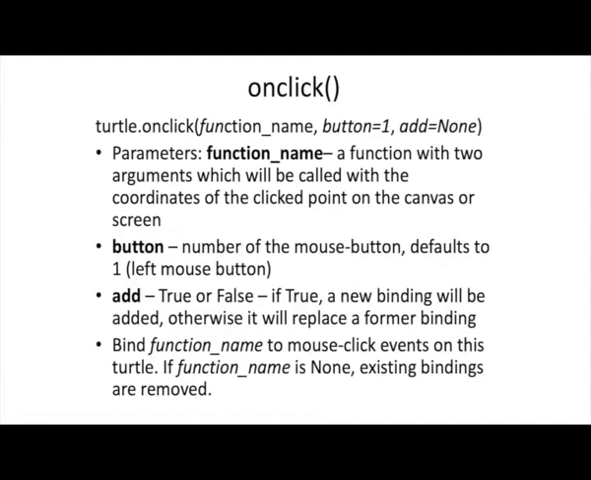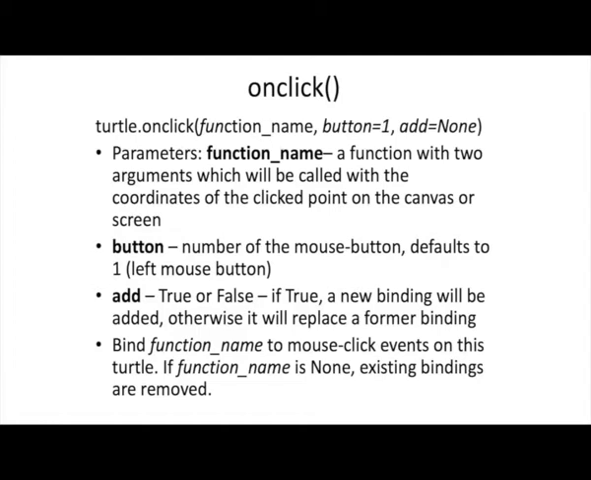The second argument is button with default value 1, which represents the number of the mouse button, and the third argument is add, which can take either true or false. If true, a new binding will be added, otherwise it will replace a former binding. Bind function name to mouse click events on this turtle. If function name is none, existing bindings are removed. Let us look at an example for on click.